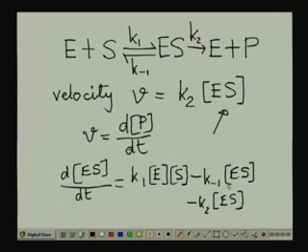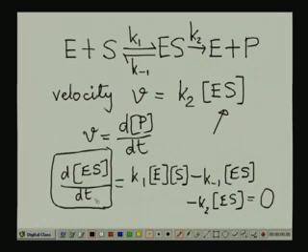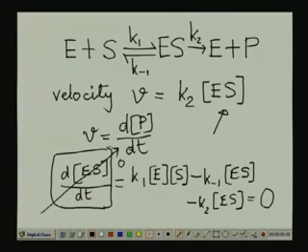Now, if I am to apply the steady state here, what do I equate this to? I equate this to 0. Why? Because its rate of formation is equal to the rate of destruction. So, there is no change of the concentration of the enzyme substrate complex with time. If there is no change with time, then this quantity becomes 0 because I am at a steady state, right?